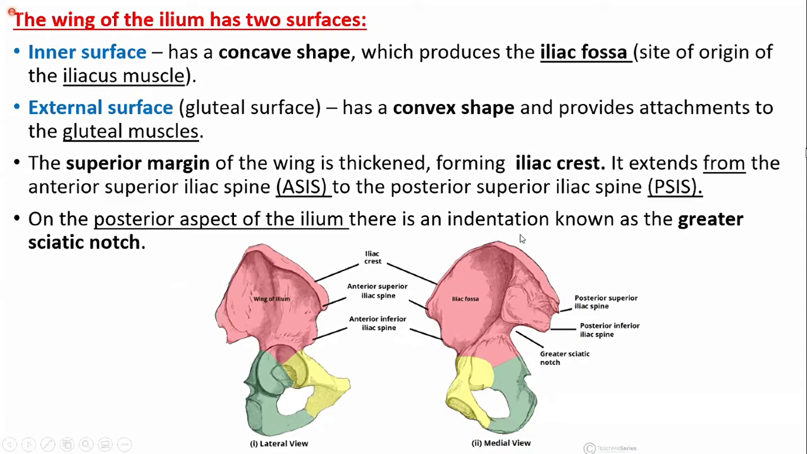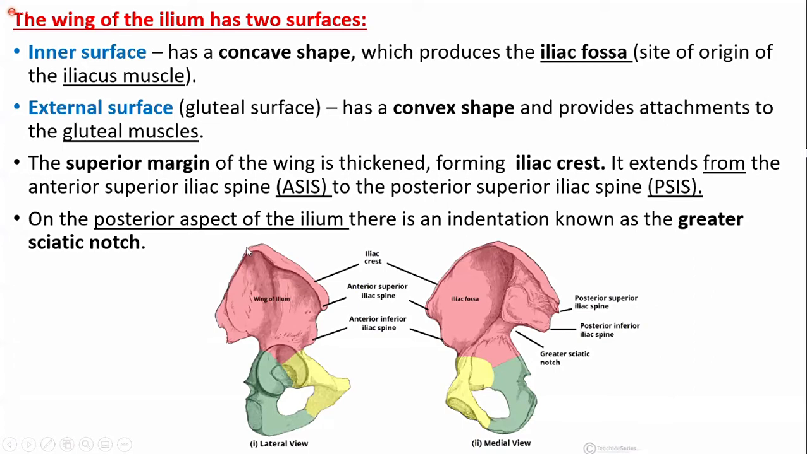So this, as you see here, is the iliac fossa. Here you have an attachment for the iliacus muscle, and on the external surface you can see some depression or landmark where the gluteal muscles attach. We have three glutei. Remember, the gluteus minimus, medius and maximus are all attached to this surface.